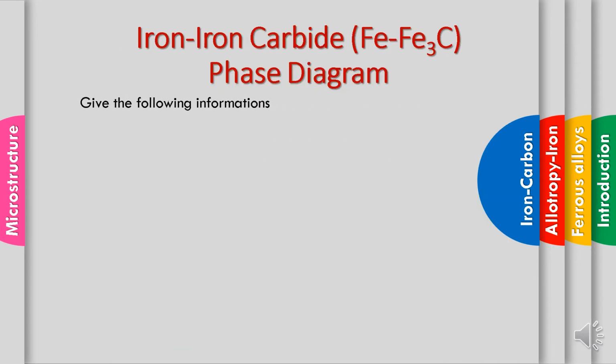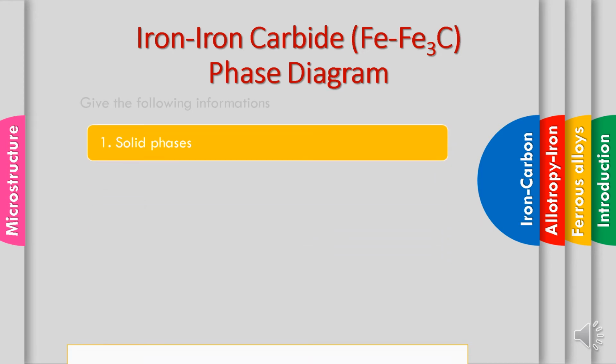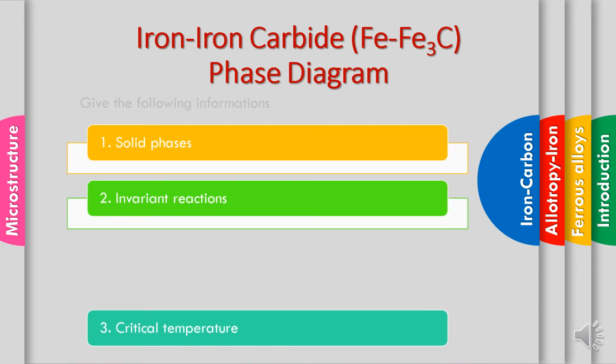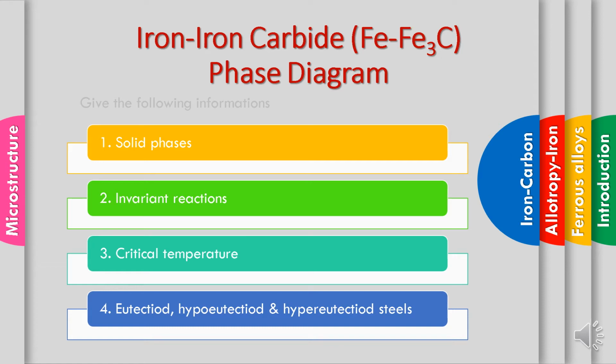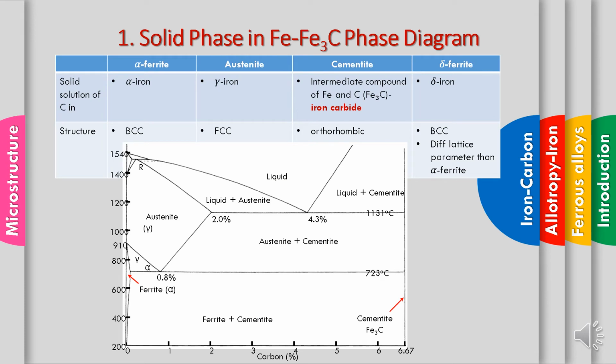The purpose of this iron carbide phase diagram is to give several pieces of information, such as solid phases, invariant reactions, critical temperatures, and finally eutectoid, hypereutectoid, and hypoeutectoid steel. Let's discuss first the solid phases in the iron carbide phase diagram. As you can see, there are alpha ferrite, austenite, cementite, and delta ferrite, which are solid solutions.